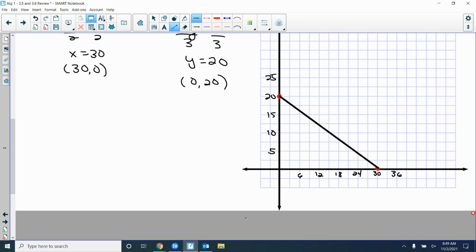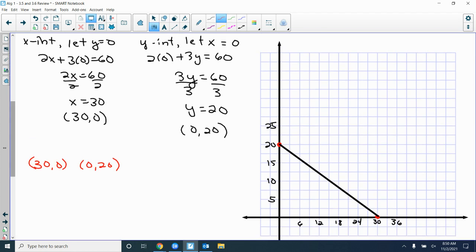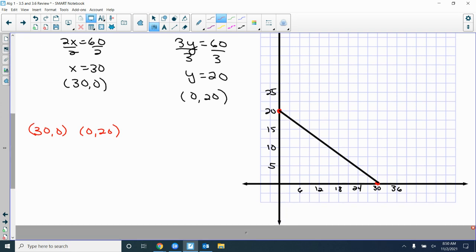Okay, and the book does this like, can anybody come up with a third point that works? We got 2 points that work for sure: 30 and 0, and 0 and 20. Can anybody give me a third point that works? Looking at your graph, what you got? 15, 10. So let's see if that works. I go to 15 and 10. All right, looks like it's on the line, but I am going to double check it in the equation. What was my equation? 2x plus 3y equals 60.